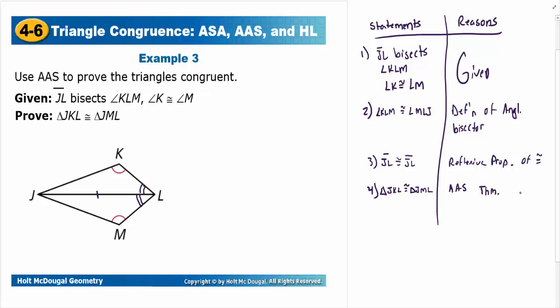Again, a lot of the same reasons I've been using the last few lessons. Definition of angle bisector, reflexive property, again and again. So if you're keeping track of your reasons, you have those written down many times now, or you just put little check marks next to them, like, all right, I keep using this reason. They get used over and over again.